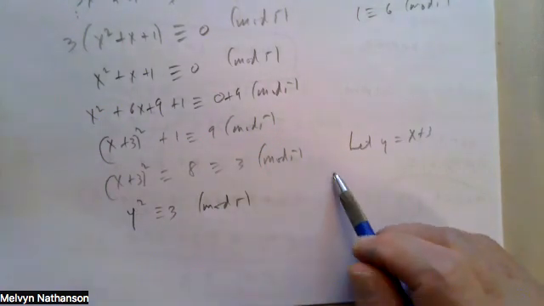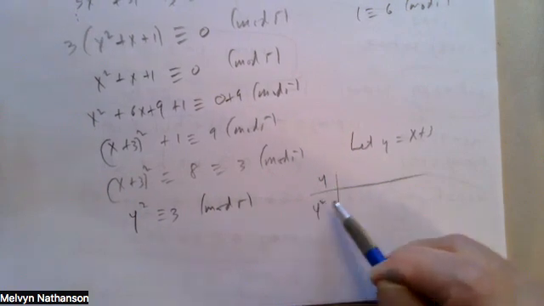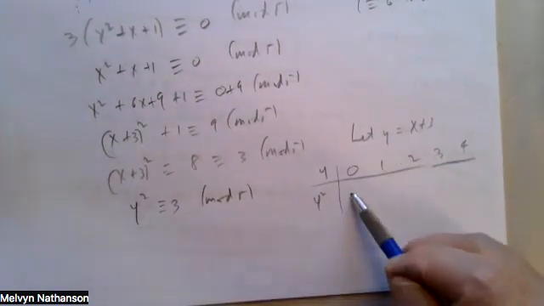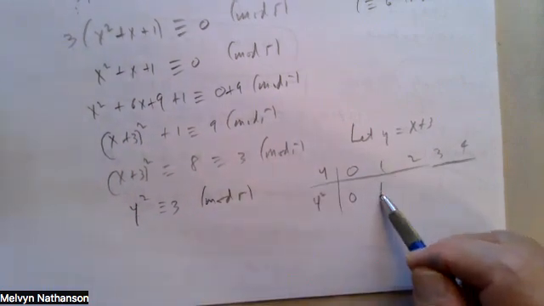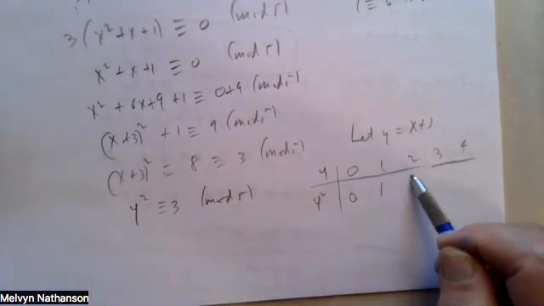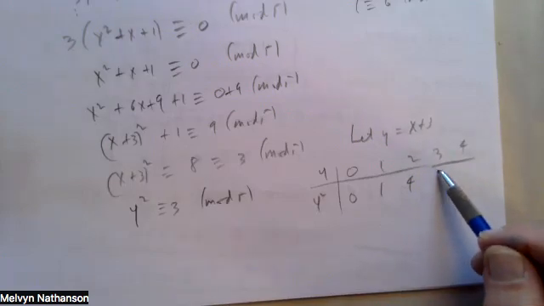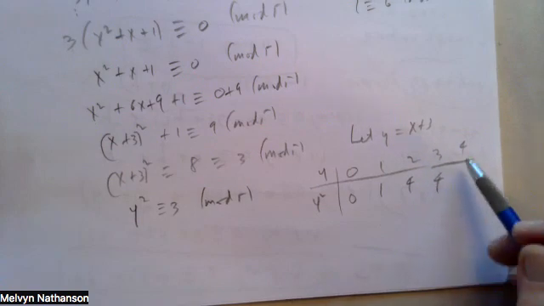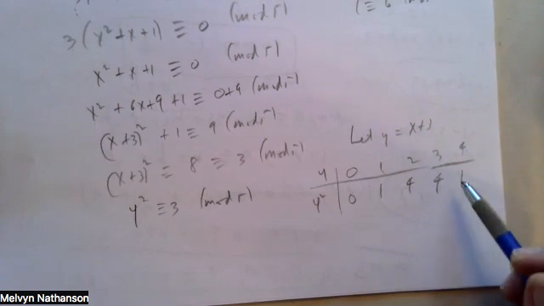Actually, let's just make a table. Here's y, and this is y squared mod 5. 0, 1, 2, 3, and 4. If I let y equal 0, y squared is 0. If y is 1, y squared is 1. If y is 2, y squared is 4. If y is 3, y squared is 9, which is the same as 4. If y is 4, y squared is 16, which is the same as 1.